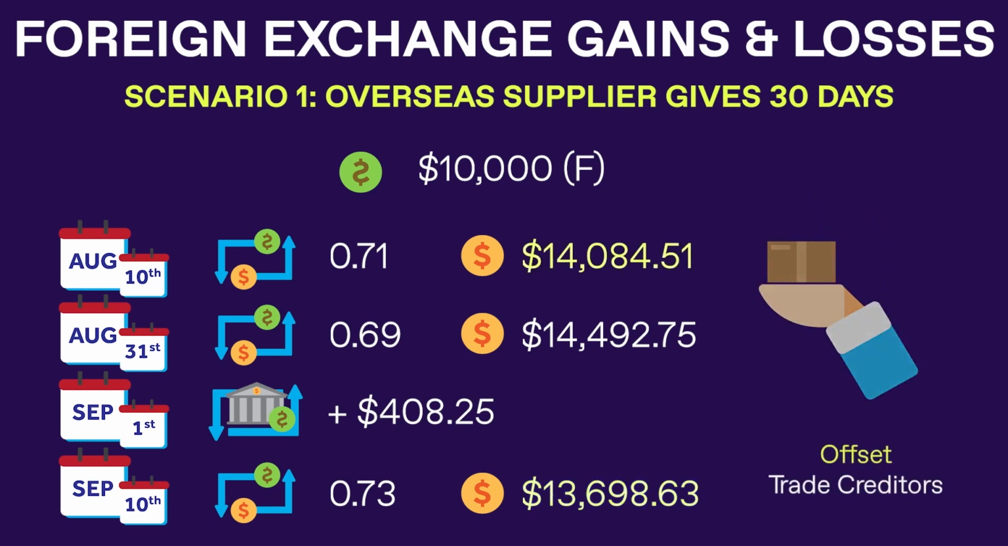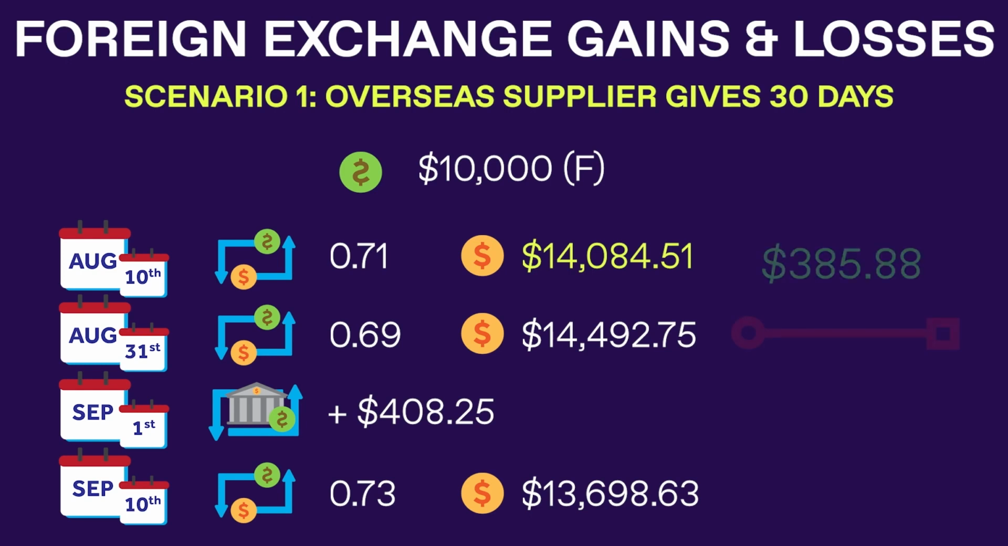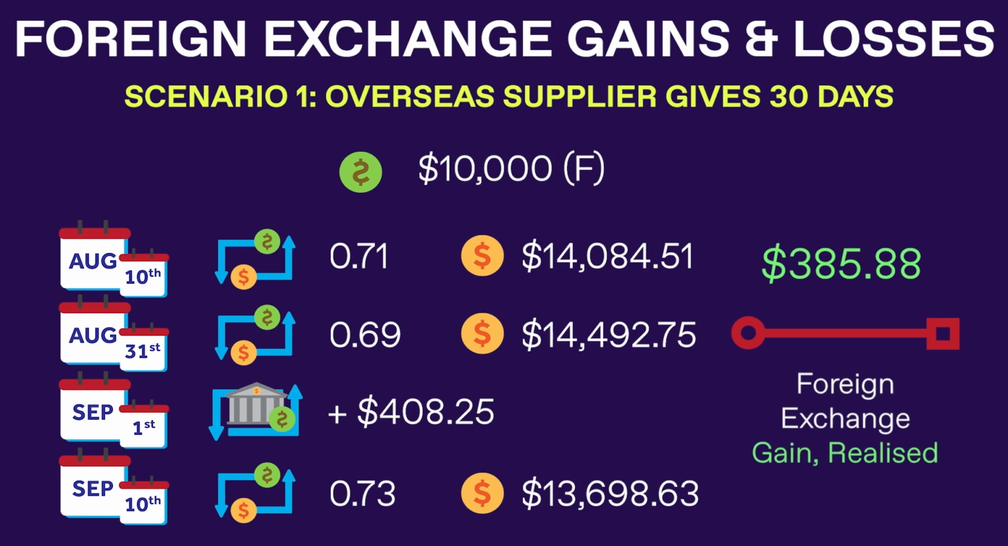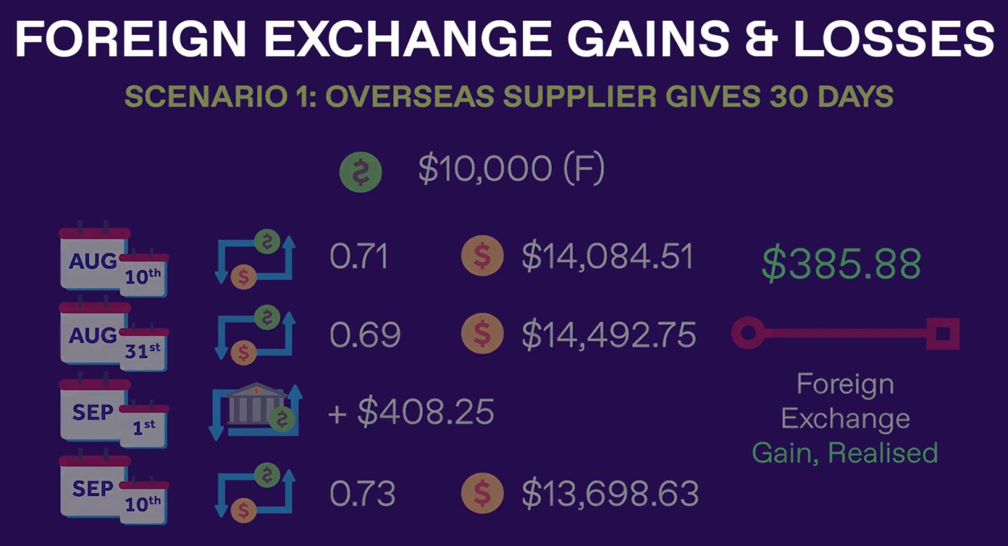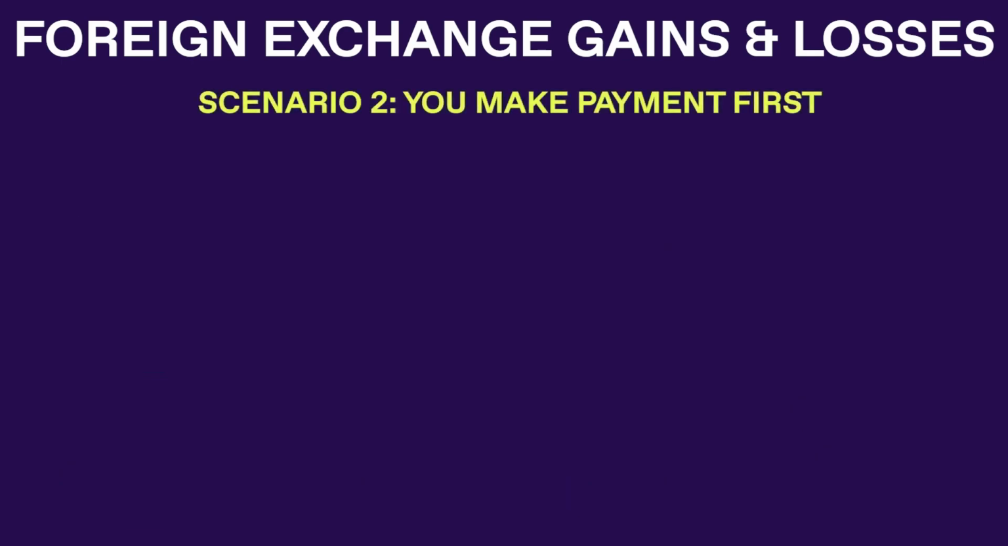We offset the trade creditor of $14,084.51, and the gap between those numbers being the credit of $385.88 is our foreign exchange gain, which is realized. We now ask ourselves the question, what if we make the payment first?